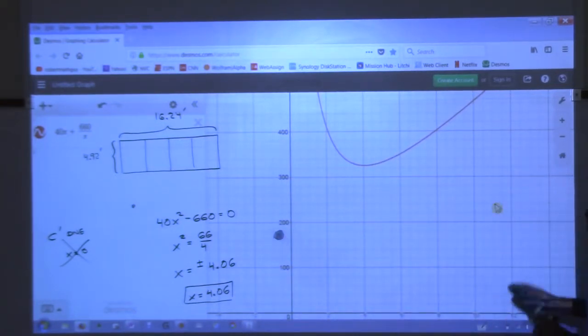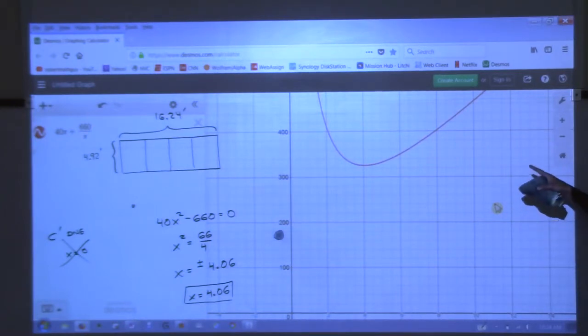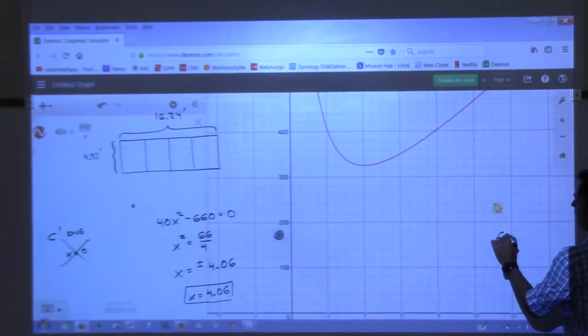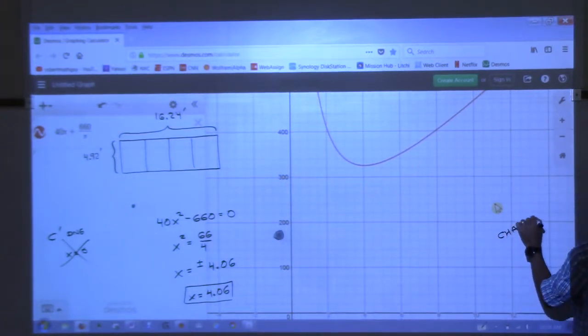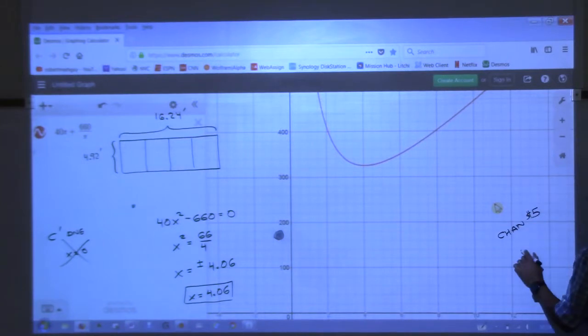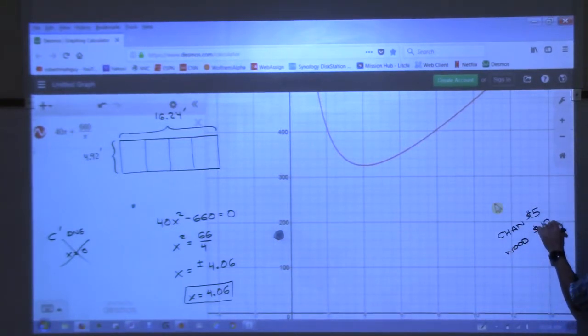I want to change the problem a little bit. Does everyone see that we found the lowest point on that graph? Okay. Let's keep the chain at $5. And let's do the wood. Let's make this $12. All right?